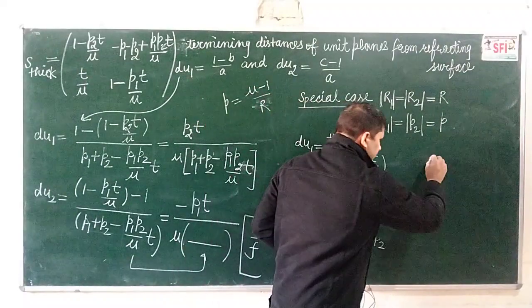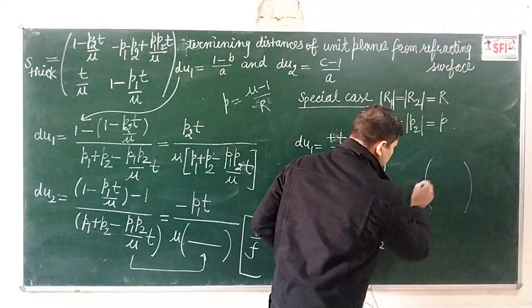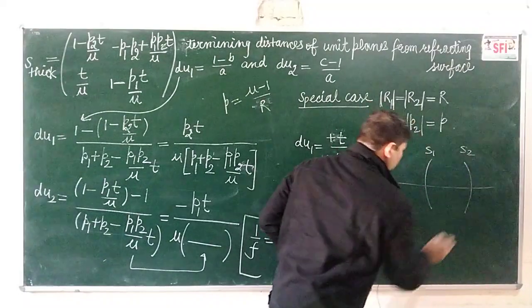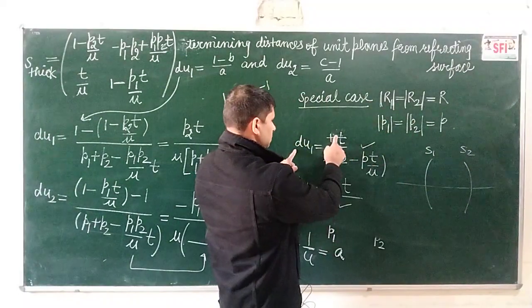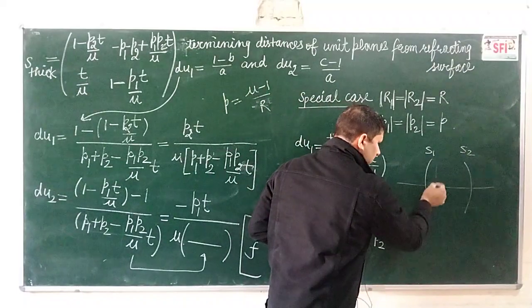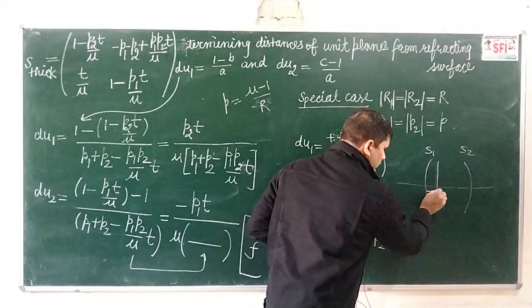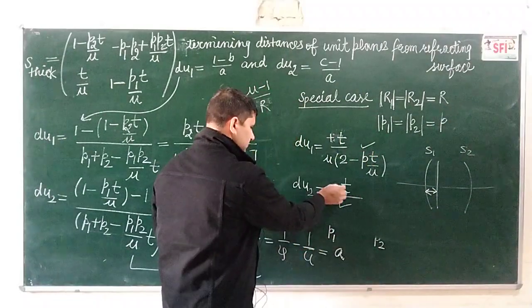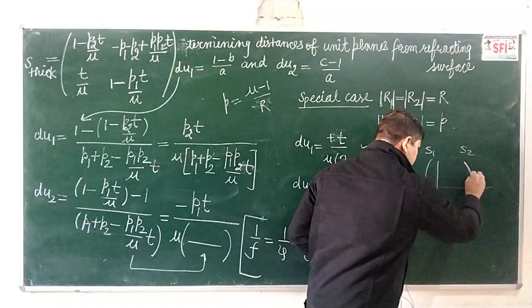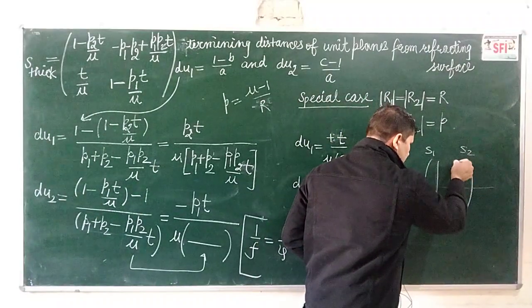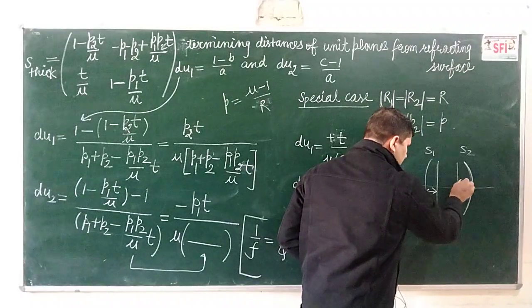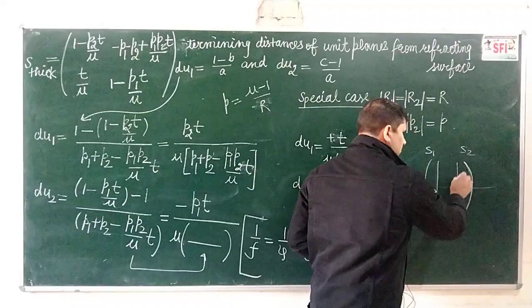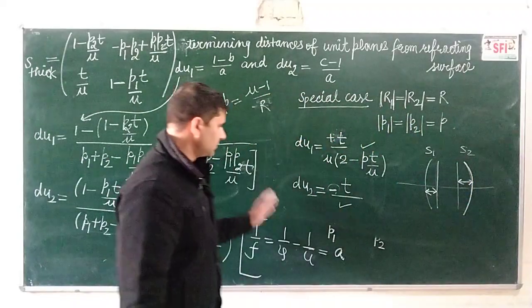It means that if this is the thick lens and these are surfaces S1 and S2 and this is your optical axis, this is positive. It means it will lie here, at a distance of dU1 from the first refracting surface, and this is negative, which means this distance is measured from S2, so the second unit plane will lie at a distance of dU2 from here. So this is the meaning of this.